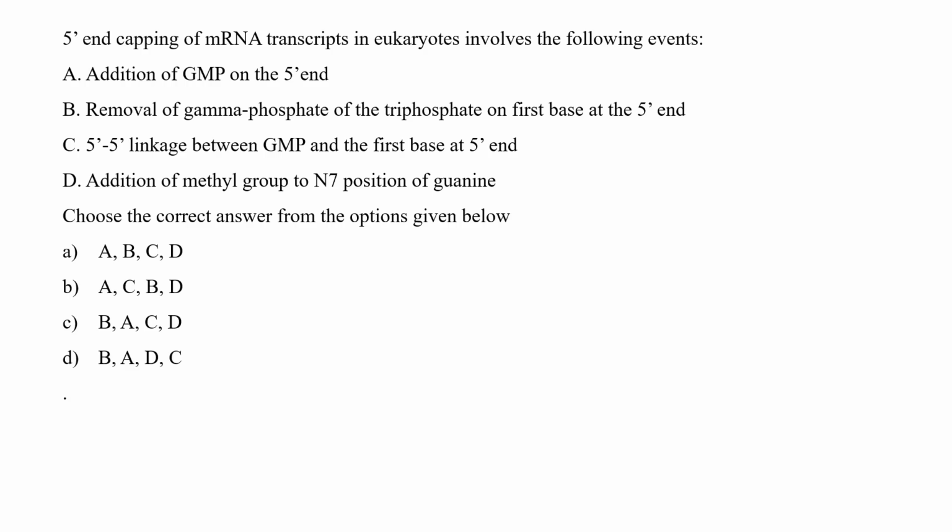5' end capping of mRNA transcripts in eukaryotes involves the following events: A, addition of GMP on the 5' end; B, removal of gamma phosphate of the triphosphate on the first base at the 5' end; C, 5' to 5' linkage between GMP and the first base at the 5' end; or D, addition of a methyl group to the N7 position of guanine. Now we have to arrange them in the correct sequence.